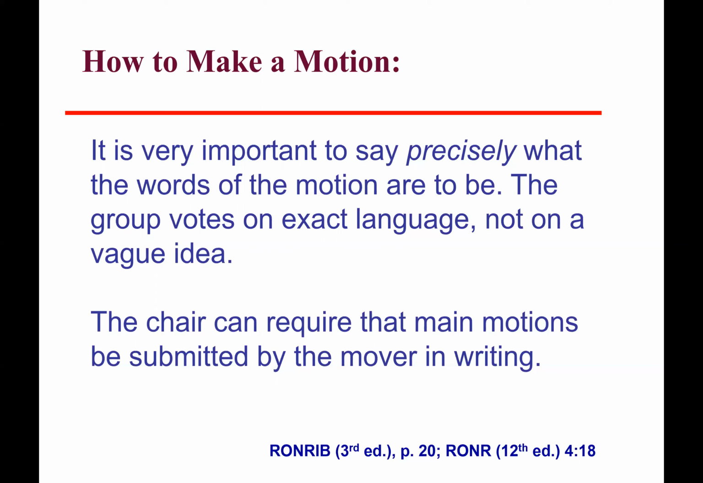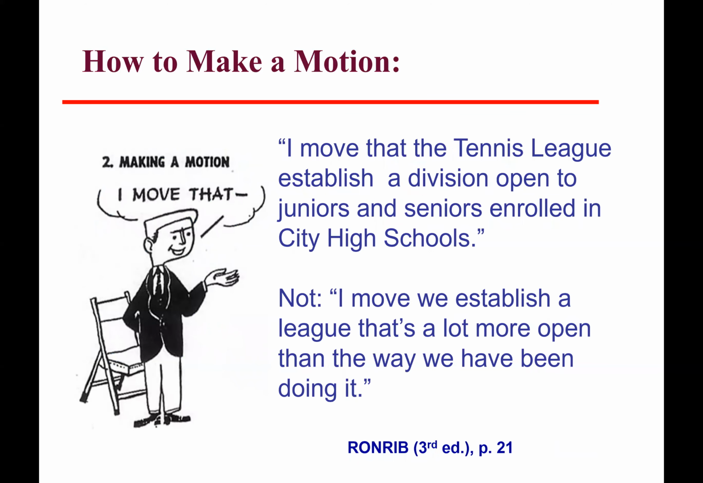And again, this is from the big book, the RONR, or Robert's Rules of Order, Newly Revised, 12th edition, in section 4, paragraph 18. So here we go, making the motion. Here are some examples, a good example and a not so good example. I move that, in the first example, the tennis league establish a division open to juniors and seniors enrolled in city high schools.